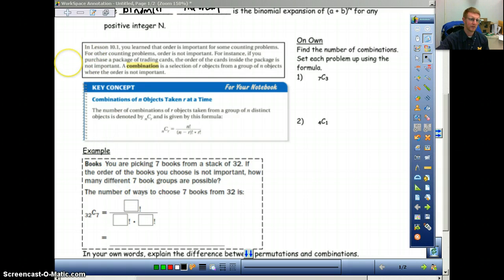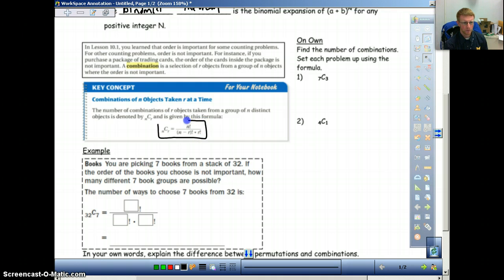So if you read this, it says in lesson 10.1 you learned that order is important for some counting problems. For other counting problems, order is not important. That's exactly what I just got done talking about with what combinations are. So you need to know this formula right here. You see this is a combination. The C represents combination. This is still n choose r. So that means we have n objects or n things, and we're choosing r of them. So maybe we have 20 total objects and we're going to choose 5 of them. Okay? And this is how it's set up.